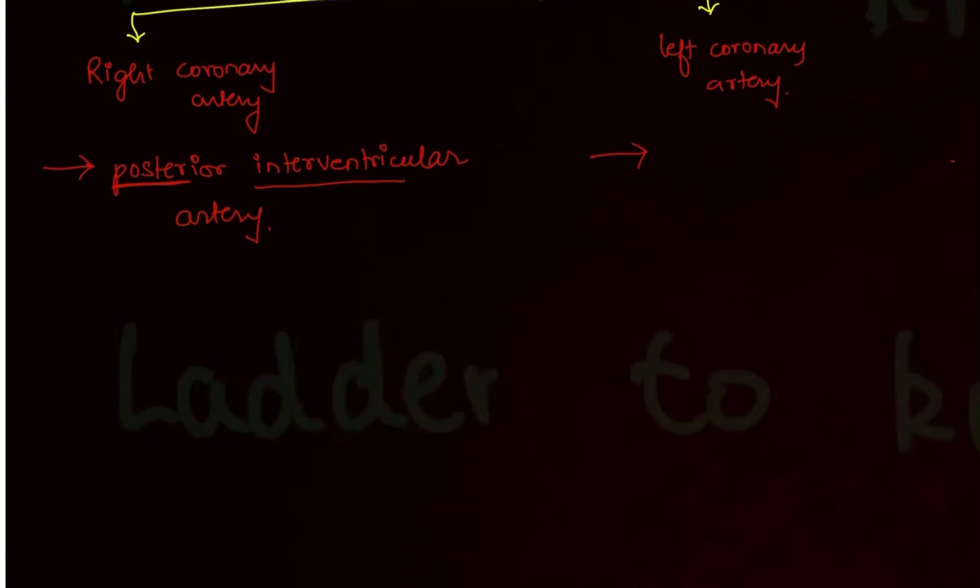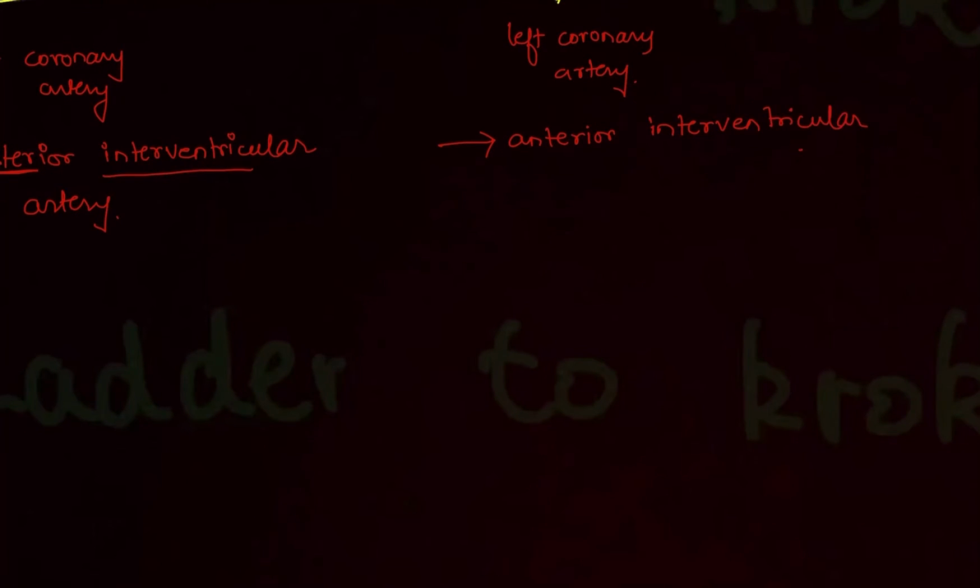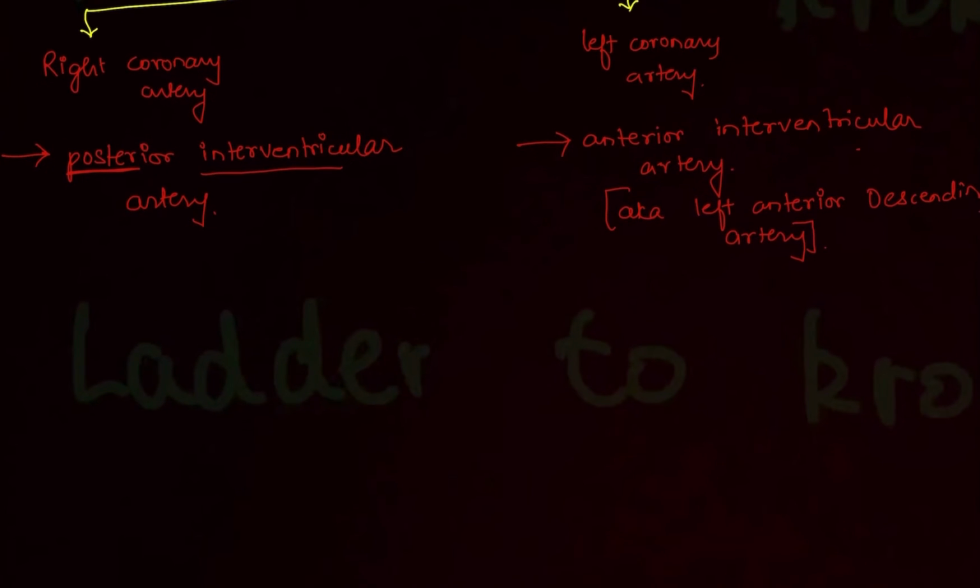The left coronary artery gives off an important branch which is the anterior interventricular artery. What is the name? Anterior interventricular. So this anterior interventricular artery supplies the anterior surface of the heart. What it will supply? The anterior surface. Okay, and this artery, write down, it is also known as left anterior descending artery. Left anterior descending artery.